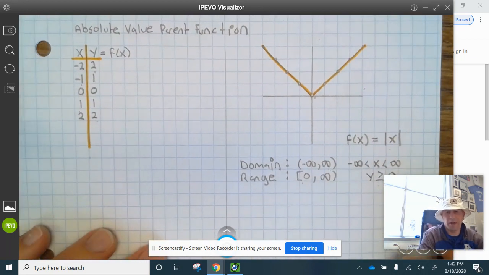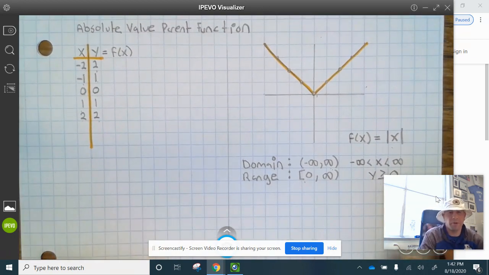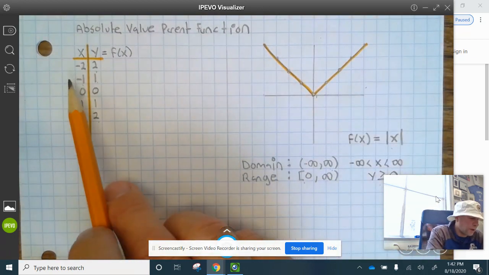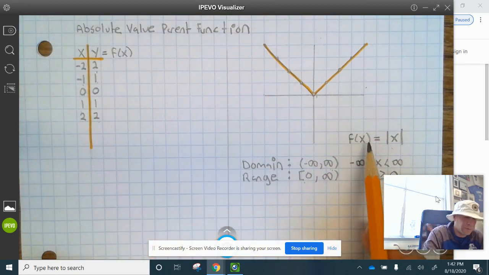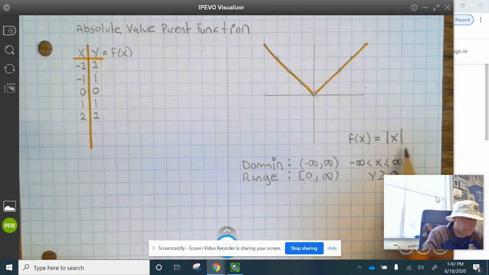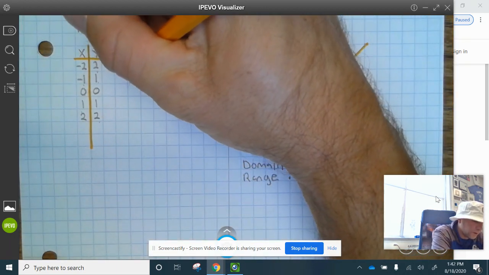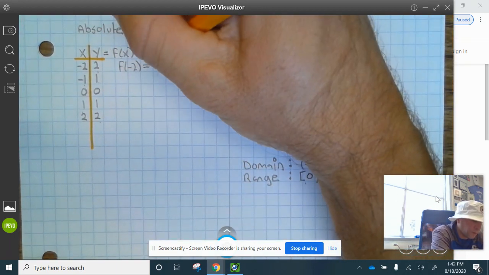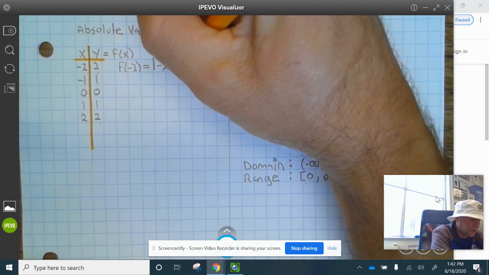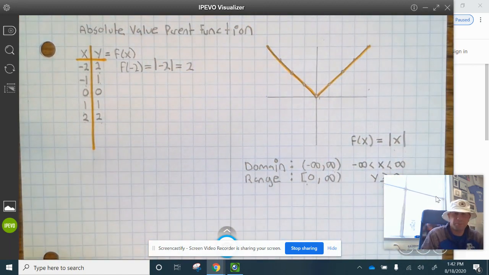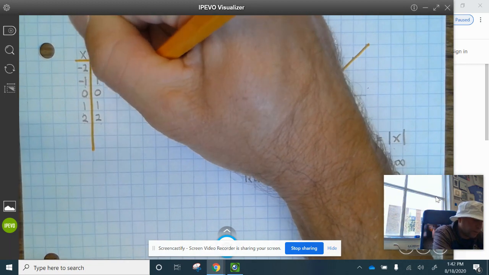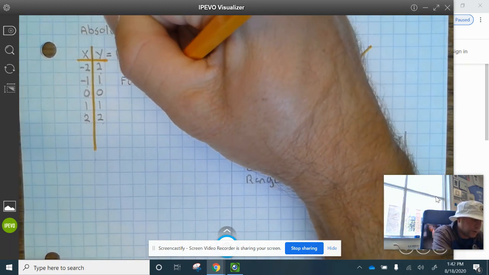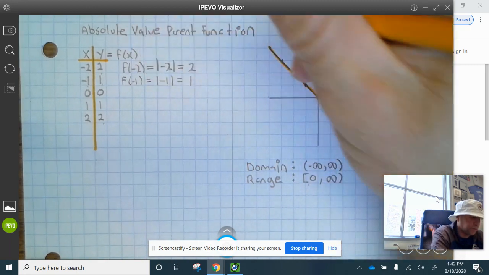Now let's take a look at the absolute value parent function. When x is -2, the y value or f of x value is 2, because the function is f of x equals absolute value of x. So when we plug in -2 for x, the absolute value of -2 is a positive 2. When x is -1, you plug in -1 to the absolute value, which is positive 1.